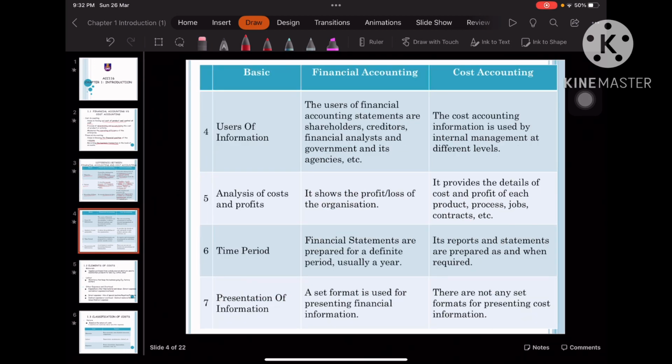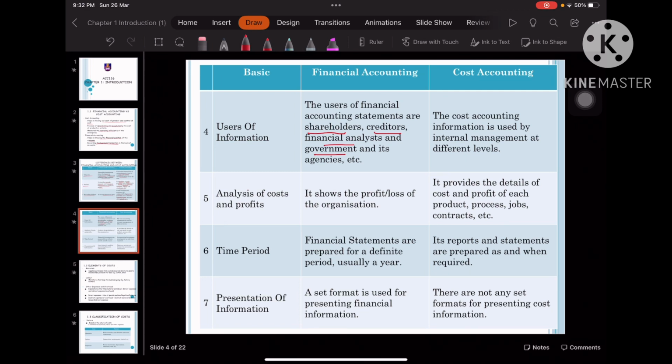We move on to the users of the information. For financial accounting, who are the users? The shareholders, who are the investors providing money. The creditors, who would like to see whether the company is able to pay back the money or not. The financial analysts, to see the performance of the company. And the government, whether they can get the tax or not.